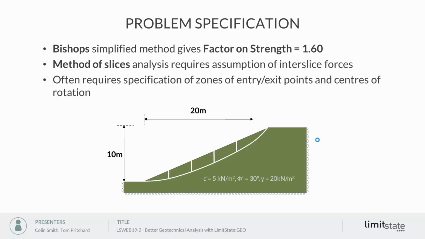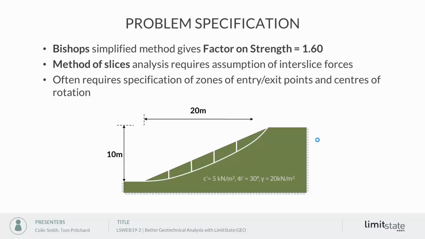Typically, we assess slopes as a factor on strength. In our previous example, we were looking at how much bigger we'd have to make a load to cause collapse. Here, what we're interested in is what factor on the strength of the material would be required to cause this system to collapse, and we can get the software to do that quite easily.